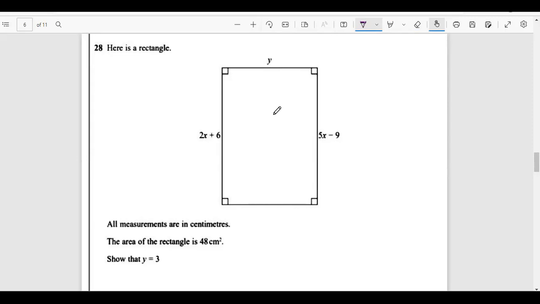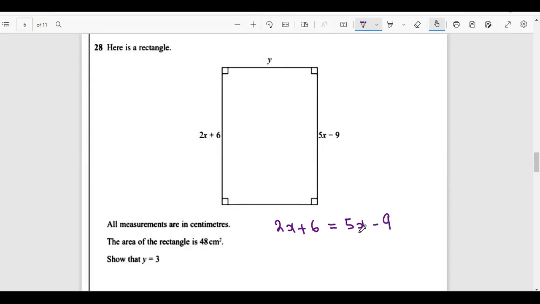Yes. 2x plus 6 equals 5x minus 9. Excellent. Once we get that, we can do x times y equals 48, and then we substitute it and get y. Yes, very good. Perfect. Excellent.